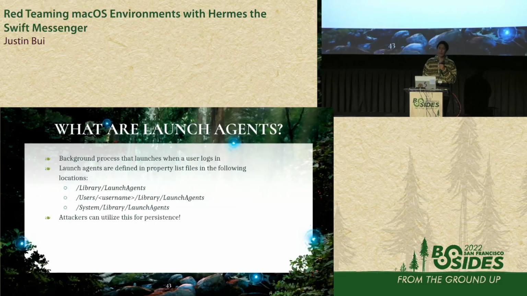So before I talk about how we can detect launch agents, I just want to give a quick primer on what launch agents are on macOS. Launch agents are a background process that launches whenever a user logs in. Think of this like the startup folder on Windows. Launch agents are defined with a property list file or a plist file in the following locations: library launch agents, users, username, library launch agents, and system library launch agents.